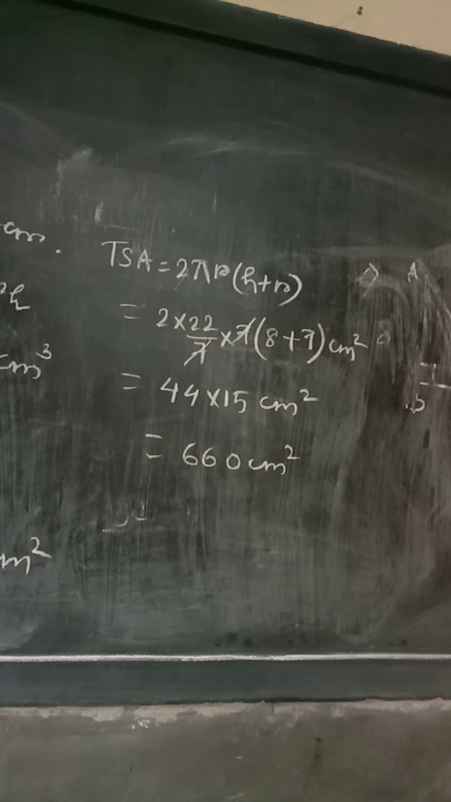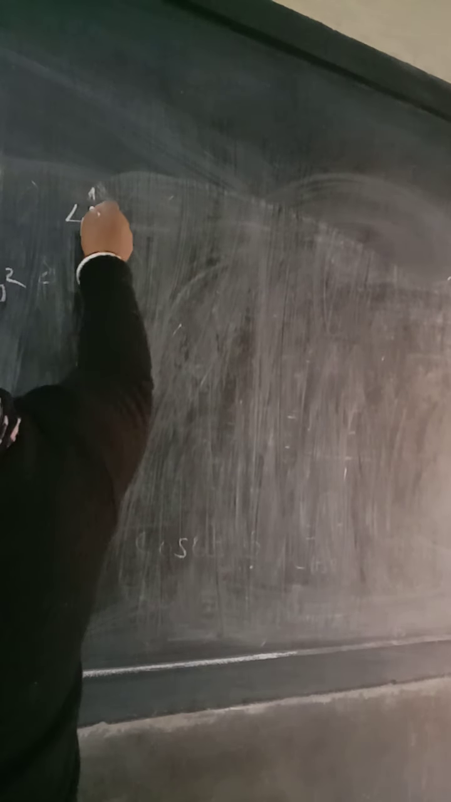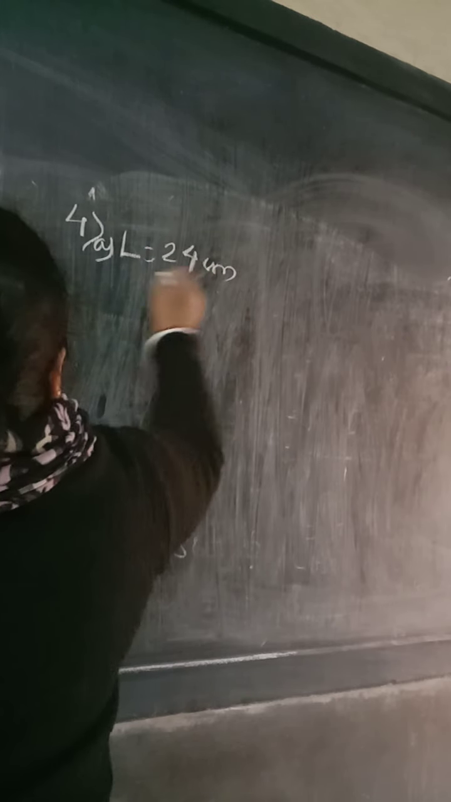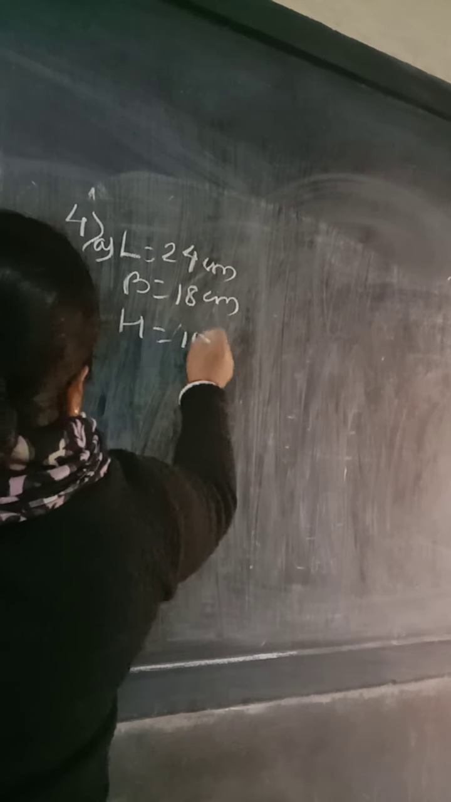Then number 4, here you have to find the length of the diagonal of a cuboid whose dimensions are given. We'll solve now question number 4 part 1, then 5 part 1. Then the left-over ones you have to solve. Look at question number 4. Length 24 centimeter, breadth 18 centimeter and height 10 centimeter.